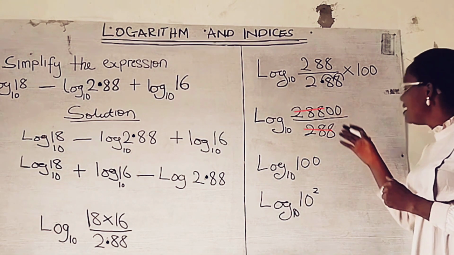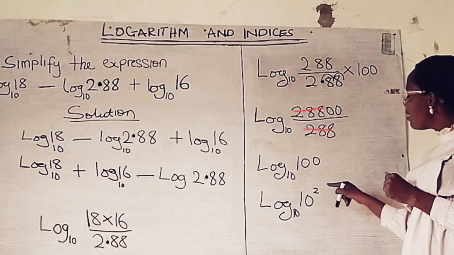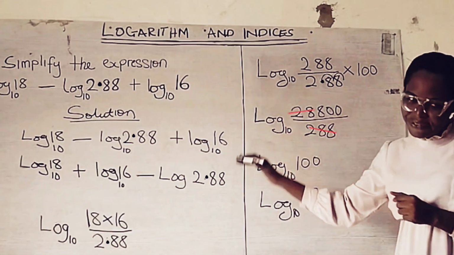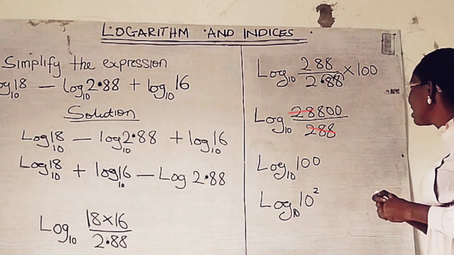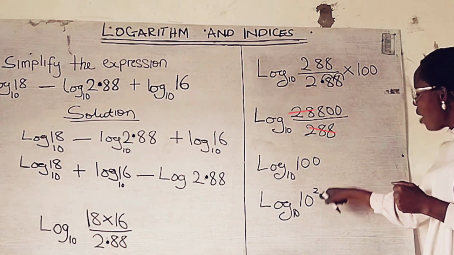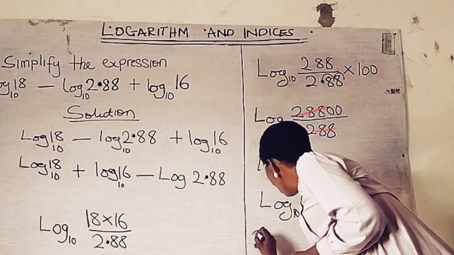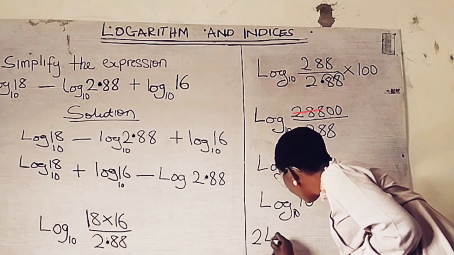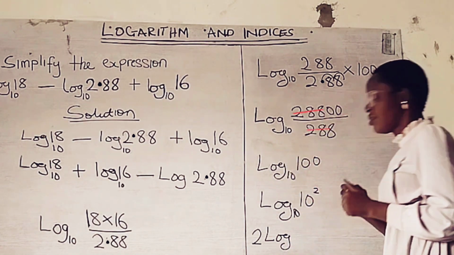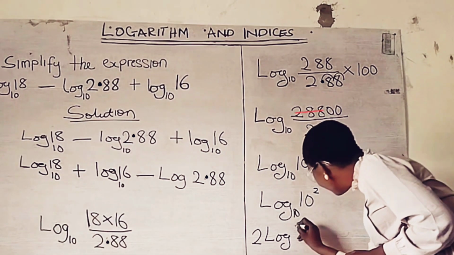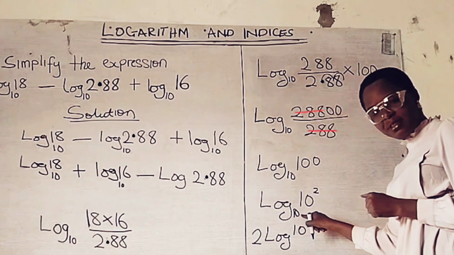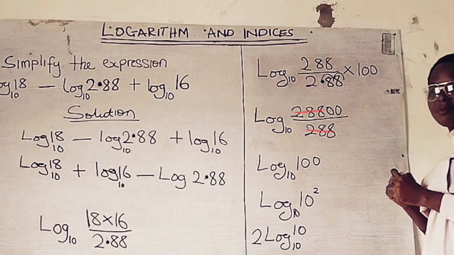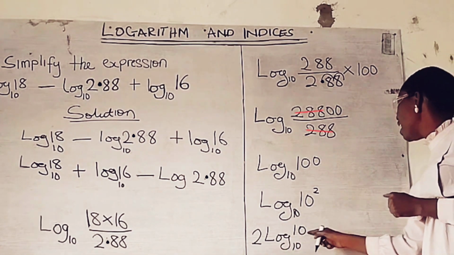And in logarithm and indices, when we are solving a problem like this, if we have an index number at the back, we carry it to the front. You check out how I do it now. This index 2, I'll write it like this: 2, then log, then 10, with the base 10 also, so that I'll have something like this: 2 log 10 base 10.